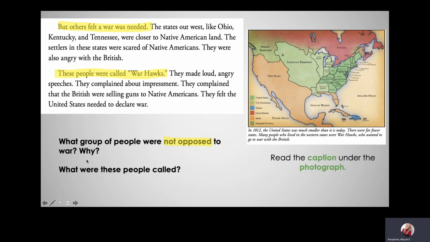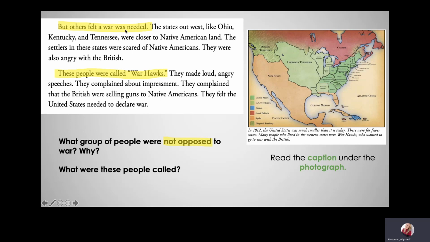So right here, guys, the question says, what group of people were not opposed to war? And remember, opposed is against, so they were not against war. And why? What were these people called? So go ahead and look back and see if you can find it yourself before we talk about it. So they were called the War Hawks. And why? Why were they not opposed to war?